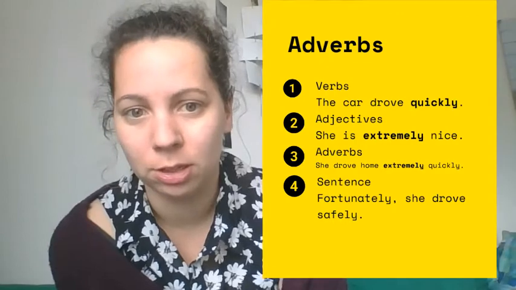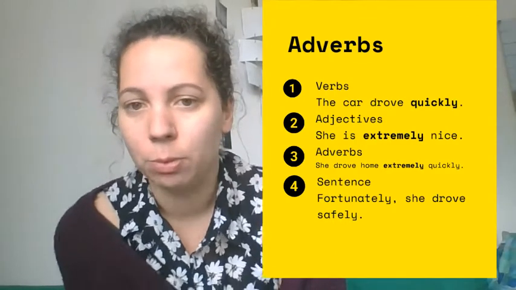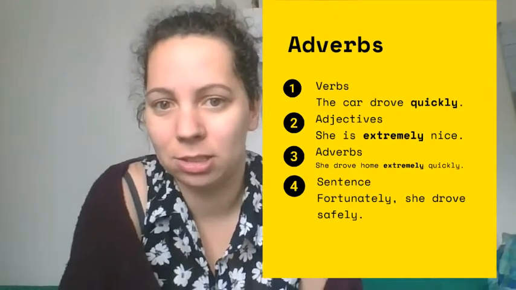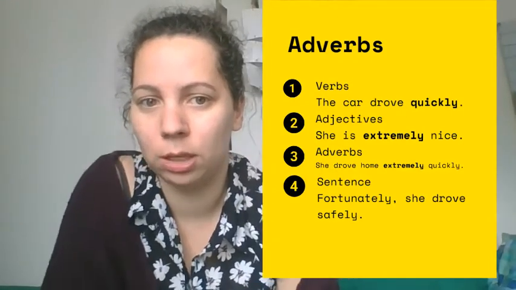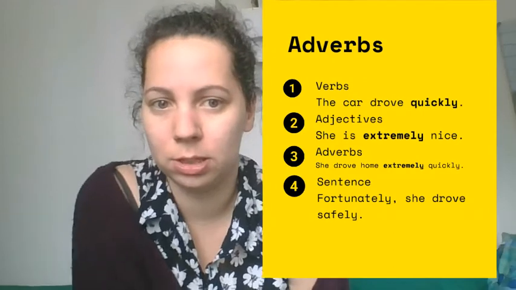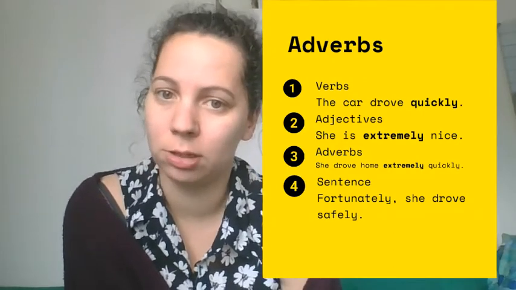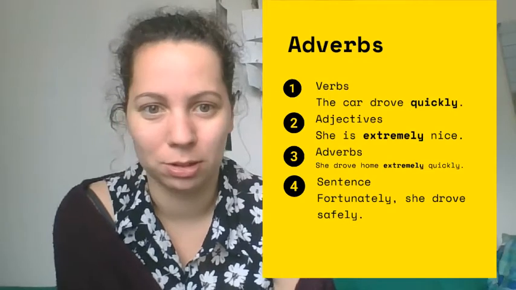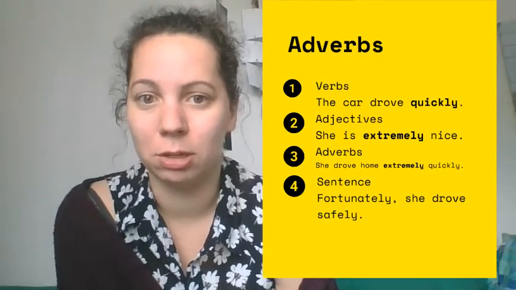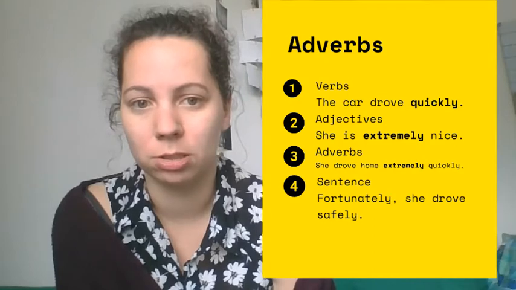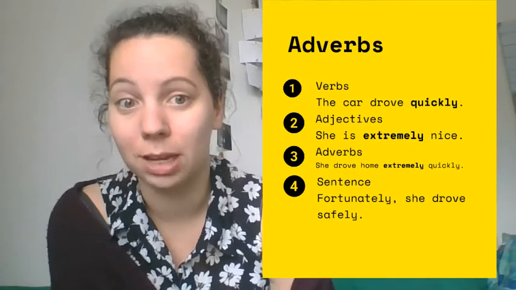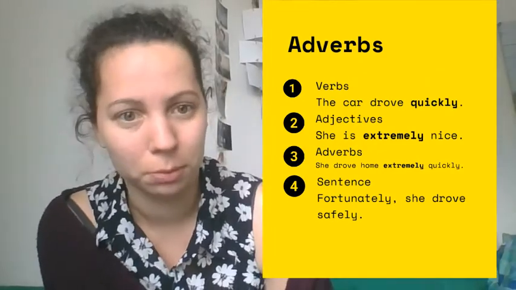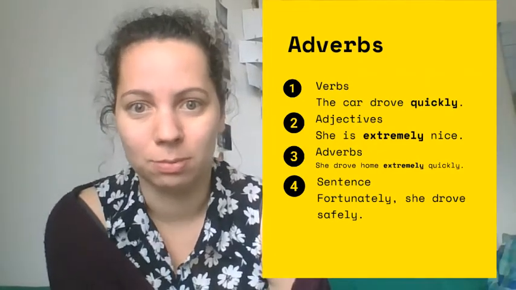So if we have an adjective in a sentence already, and we want to give more information, or we want to specify that adjective a bit more, then we can use an adverb for that. So for instance, the sentence, she is nice, uses the adjective nice. If I want to say something about how nice that person is, I use extremely nice and not extreme nice. I don't say she's extreme nice, but extremely nice. And that ly is there because it's an adverb. And that adverb says something about the adjective.